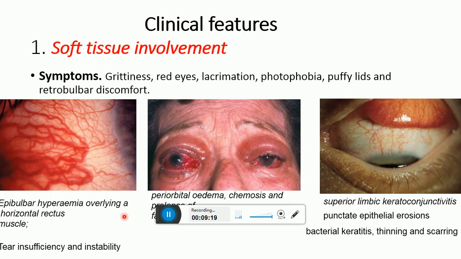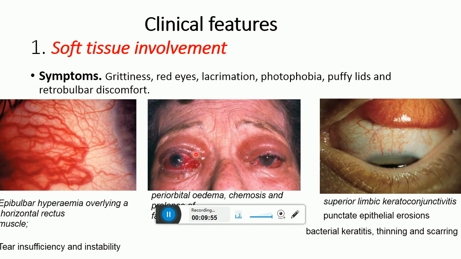So number 1 clinical feature is soft tissue involvement. The symptoms are grittiness, red eyes, lacrimation, photophobia, puffy lids, and retrobulbar discomfort. The signs include epibulbar hyperemia. This is a sensitive sign of inflammatory activity, and intense focal hyperemia may outline the insertion of the horizontal recti. There is also periorbital swelling.